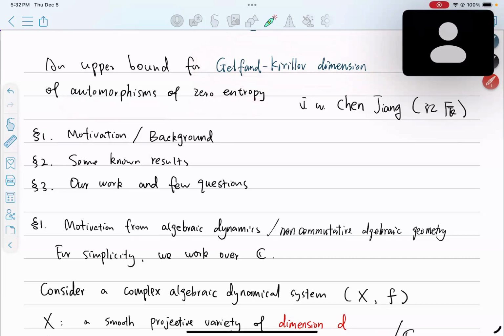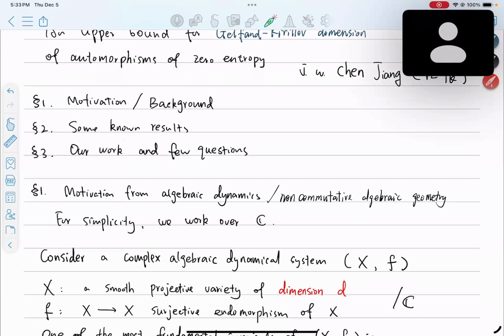So actually, this is equivalent to the previous one. The previous is a polynomial volume growth. So these two invariants are equivalent. So actually, the only difference is just one, as you will see later. So in this talk, the first part, I'm going to discuss some background of this problem, and then I will discuss some known results, and then I will talk about our joint work.